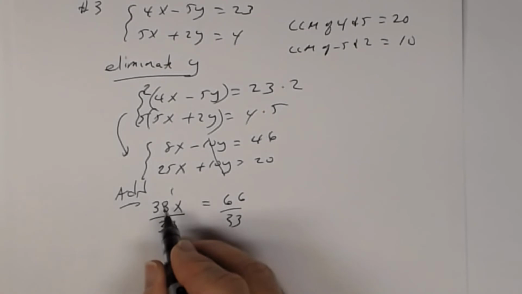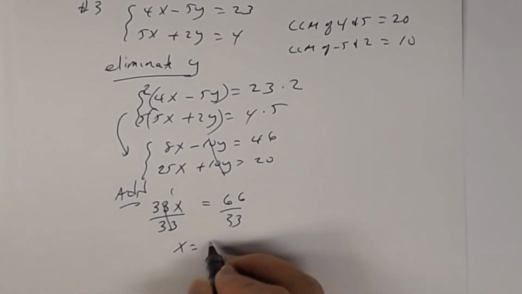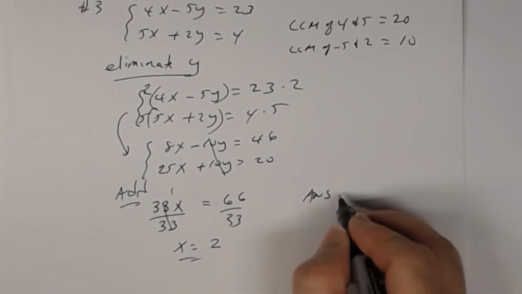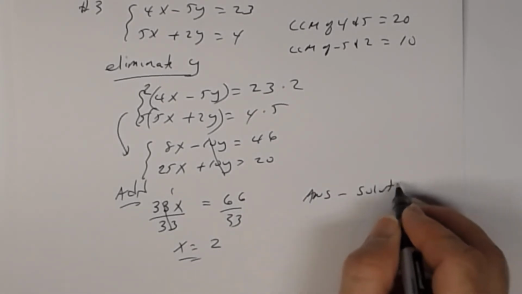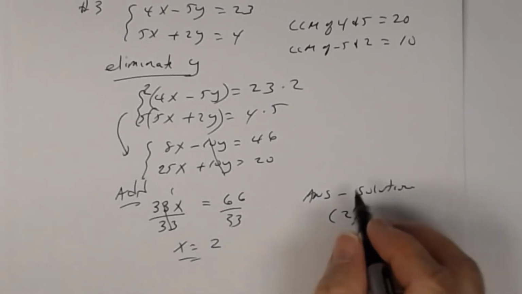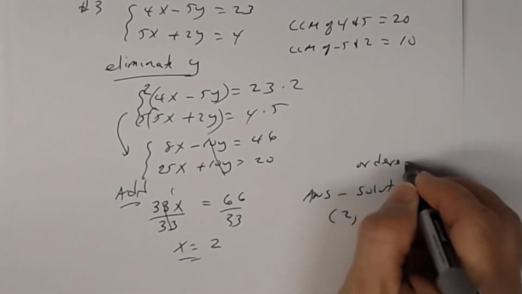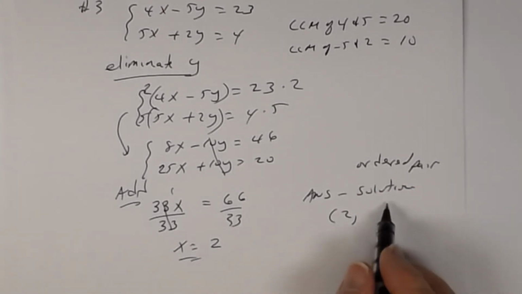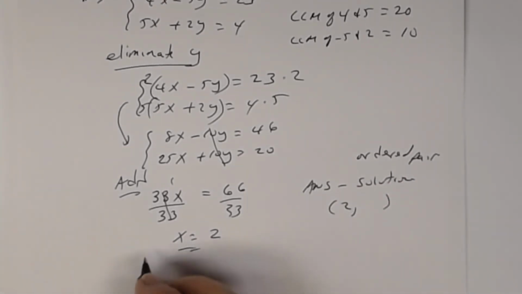So 33x divided by 33 is 1. 1 times x is x. I get the x coordinate to be 2. So far my answer, my solution, when I say the answer I mean solution, by the way, my solution is going to be the ordered pair where x is 2. I'm using the word ordered pair. So the ordered pair where x is 2, now I got to find the y coordinate. So now I got to solve for y.